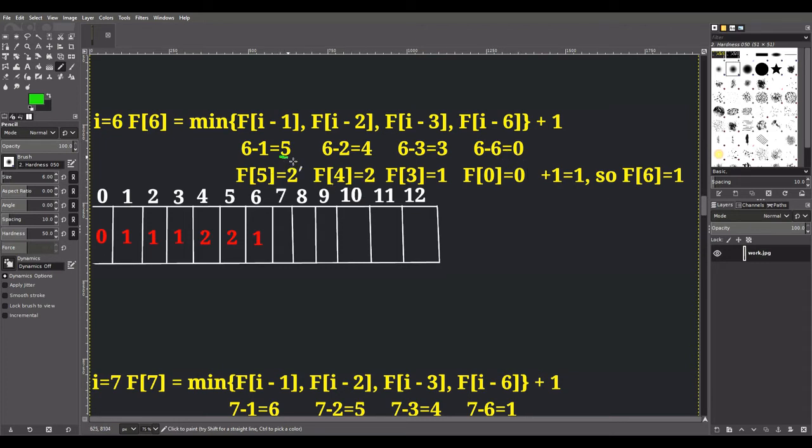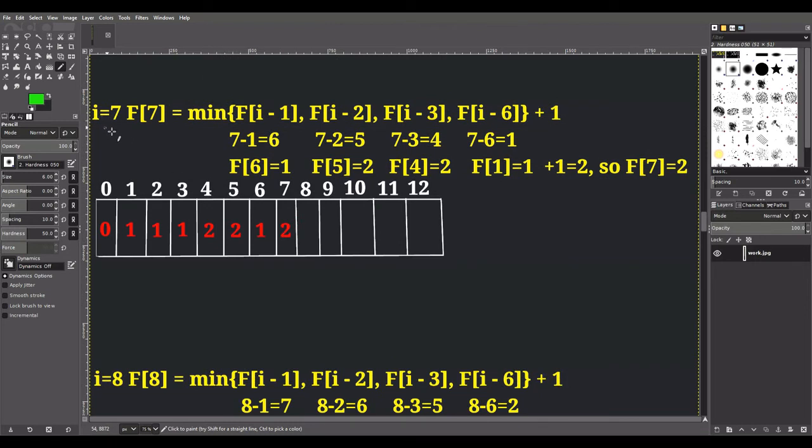So what's at 5? f of 5 contains 2, f of 4 contains 2, f of 3 contains 1, or 0, f of 0 contains 0, which is the smallest in this set. We add our 1 to it, and we get 1. So f of 6 is equal to 1.